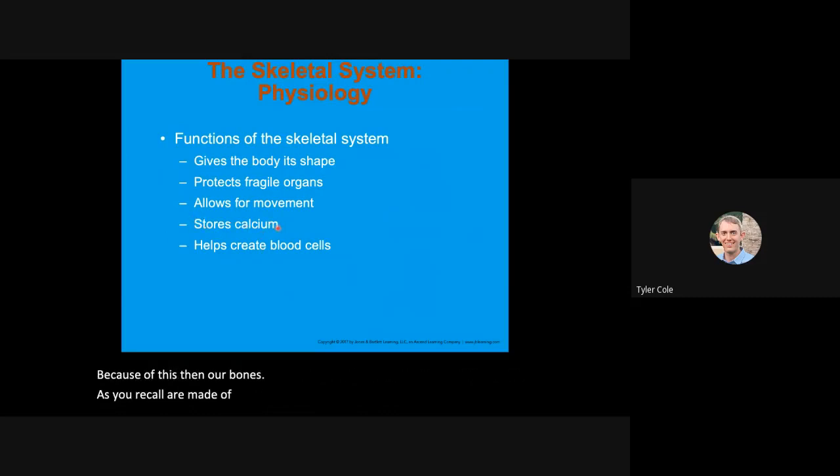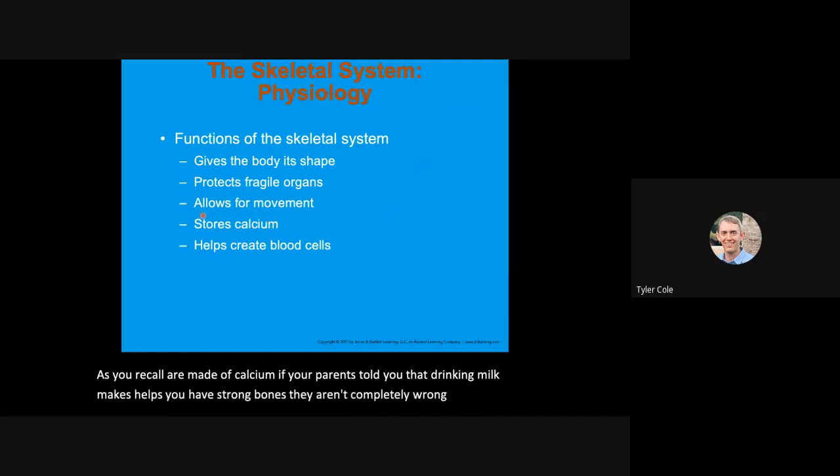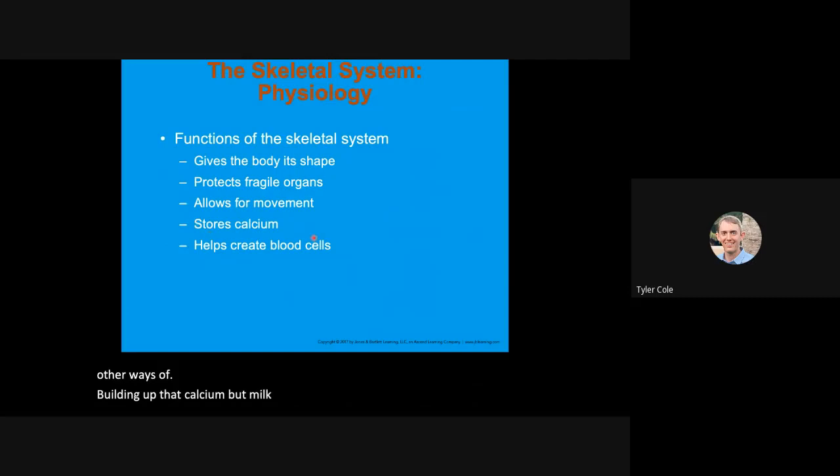If your parents told you that drinking milk helps you have strong bones, they aren't completely wrong. There are other ways of building up that calcium, but milk is a good start. All right. So that wraps up the anatomy and physiology of the skeletal system. The next part will be our muscular skeletal system.